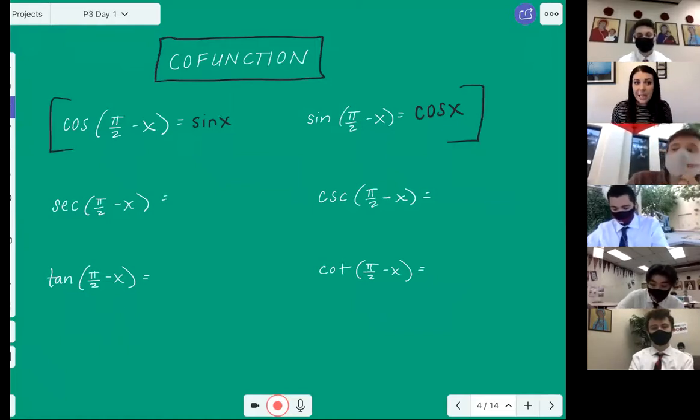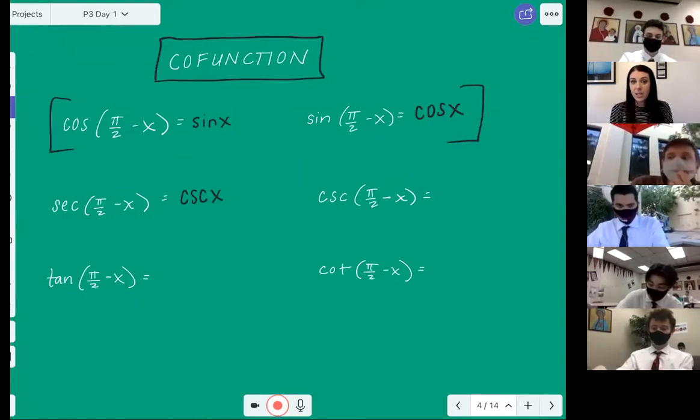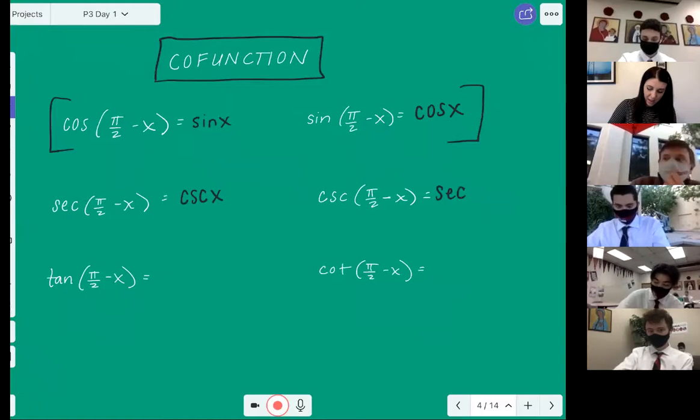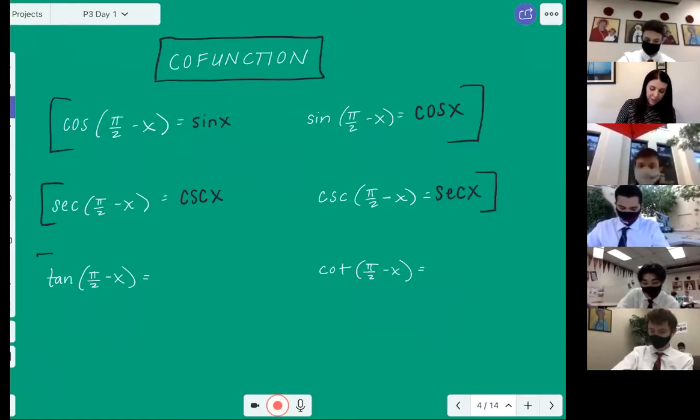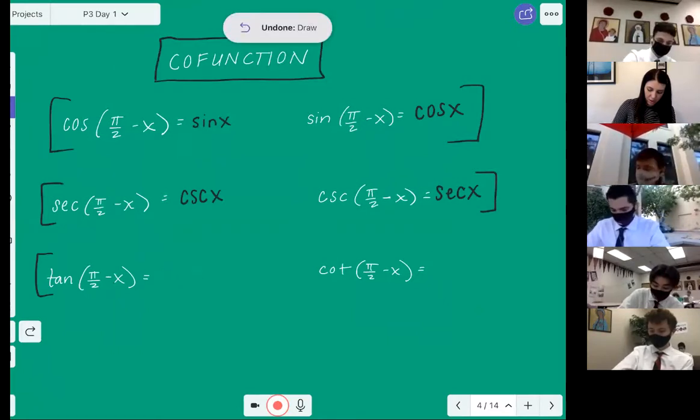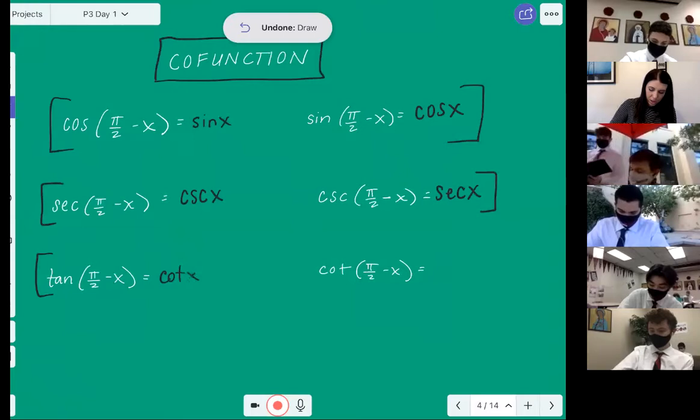If I have secant of pi over 2 minus x, what I end up with is the graph of cosecant of x. And if I start with cosecant of pi over 2 minus x, I end up with the graph of secant of x. This works for all of these cofunctions. And then finally for tangent and cotangent, those go together. Cotangent and tangent.